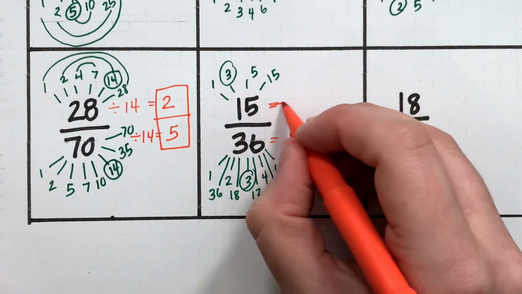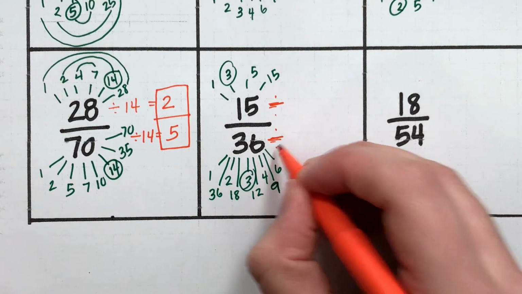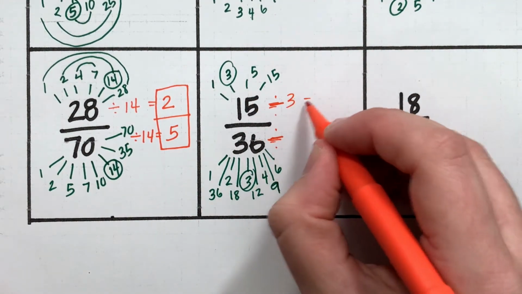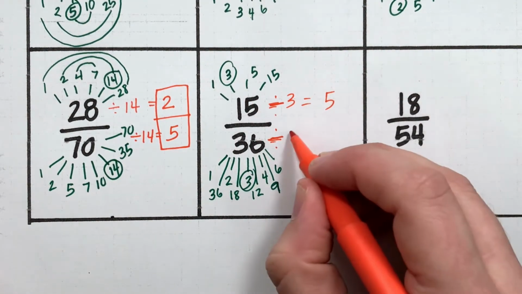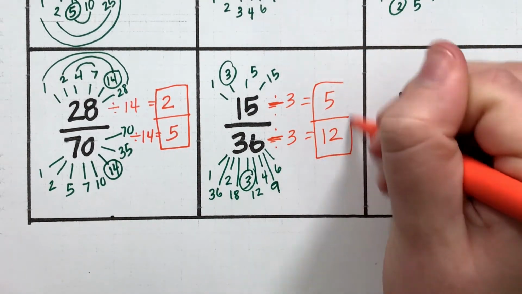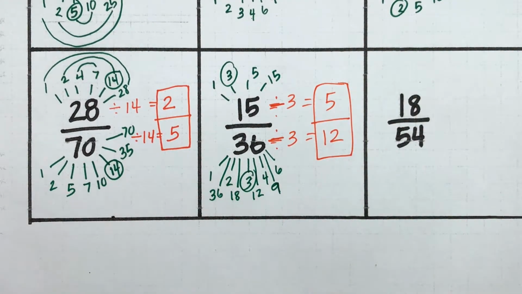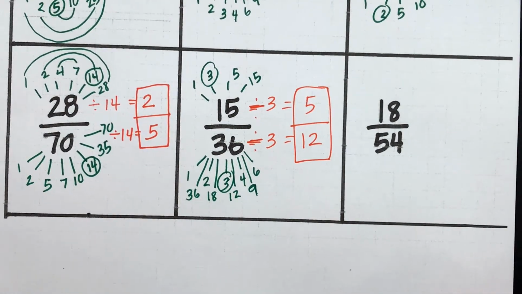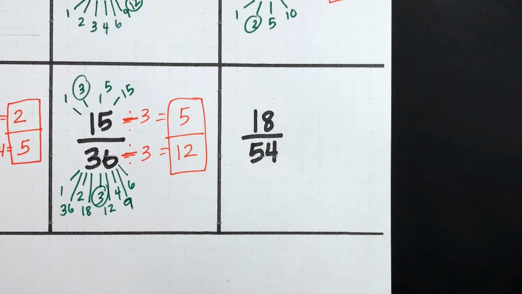Okay, 15 divided by 3 is 5. And 36 divided by 3 is 12. So 5/12 is the simple version of 15/36. All right, last one here.